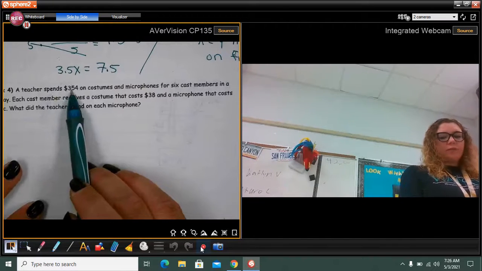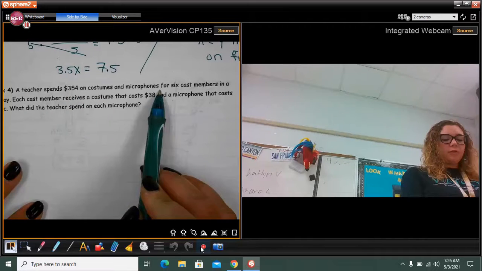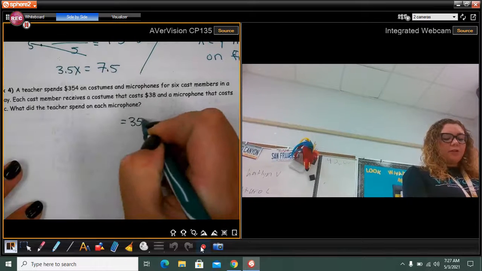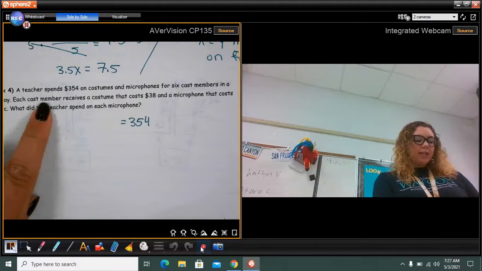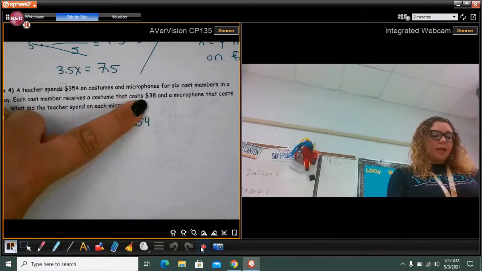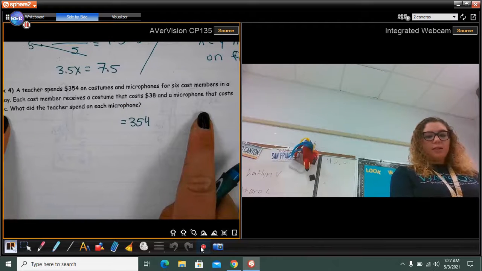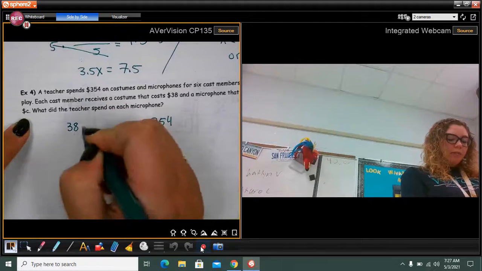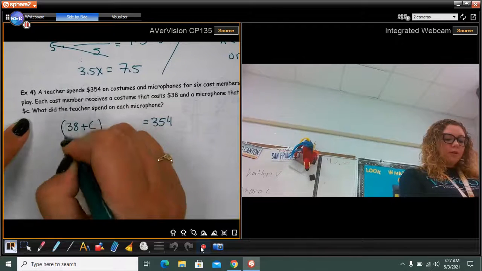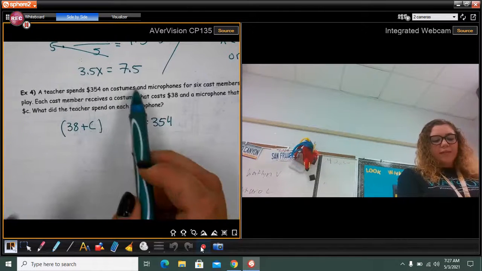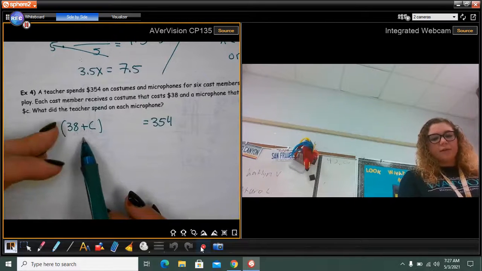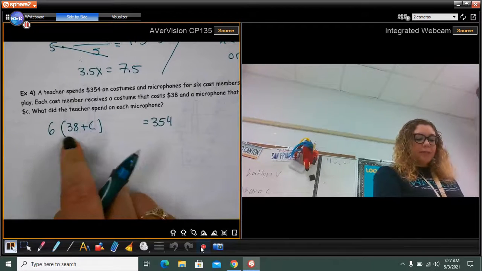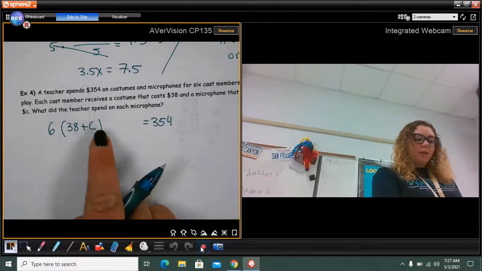A teacher spends $354 on costumes and microphones for 6 cast members in a play. So altogether, she spends $354. Each cast member receives a costume that costs $38 and a microphone that costs $C. So we know each one is going to be $38 plus whatever the cost of the microphone is. This is per one. If we have 6, it's going to be 6 times this amount, so we're going to add 6 on the outside because we have 6 cast members.